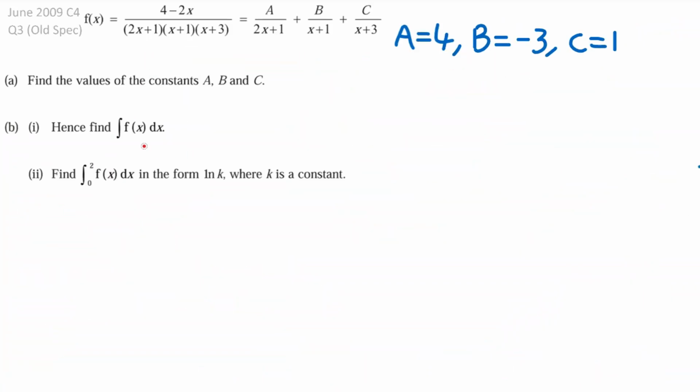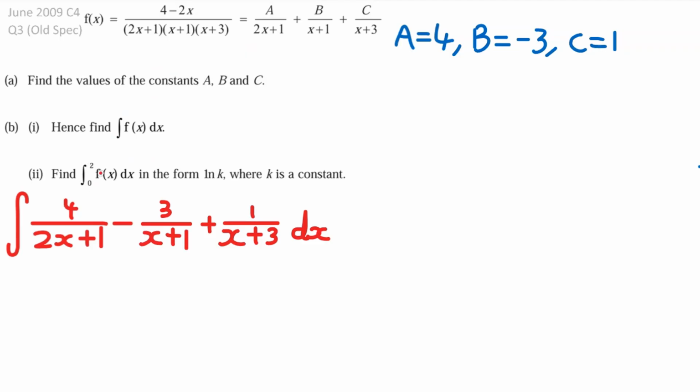Okay, and then for part B, we need to integrate this f of x, which can be written as these partial fractions here. And as we showed in part A, that a is equal to 4, b is equal to minus 3, and c is equal to 1, we can write this here as the integral of these partial fractions, 4 over 2x plus 1 minus 3 over x plus 1 plus 1 over x plus 3, like this here, and we can integrate this. So we have these 3 terms, so let's consider them individually.